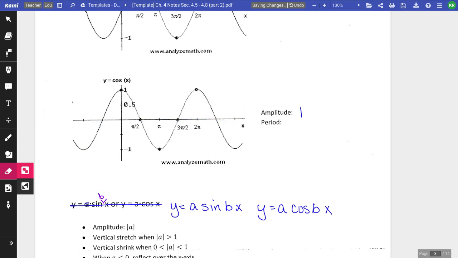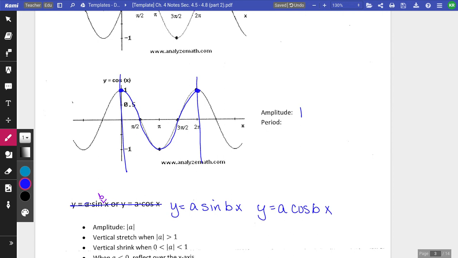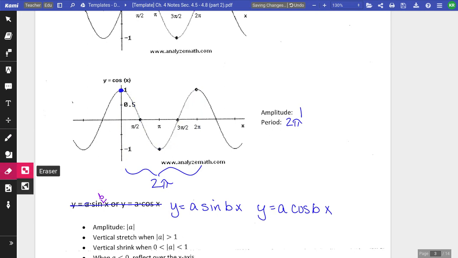Same thing with period. Again, I tend to start at 0. It's up at 1. If I follow my curve, I go back up to 1 right here at 2 pi again. So this distance, 0 to 2 pi, is 2 pi. You need to see a distance of 2 pi. Once you see that section, then your graph starts to repeat again.